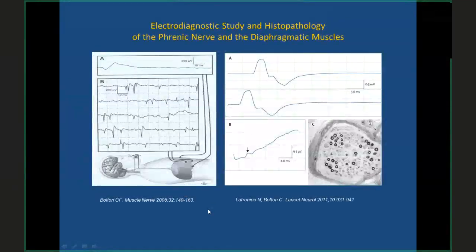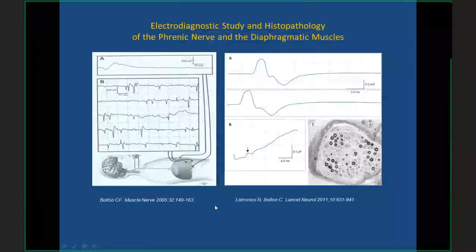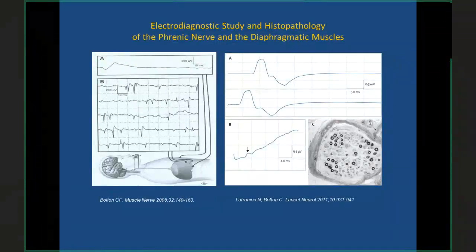One study looked at this, because a lot of patients have trouble weaning from the ventilator, so they did a study on the phrenic nerve and the diaphragm muscle. They found the amplitude of the phrenic nerve is extremely low. So basically, it's axonal loss of the phrenic nerve. When a needle is placed in the diaphragm, it shows neuropathic changes. You can see sharp waves and fibrillations in the diaphragm muscle.